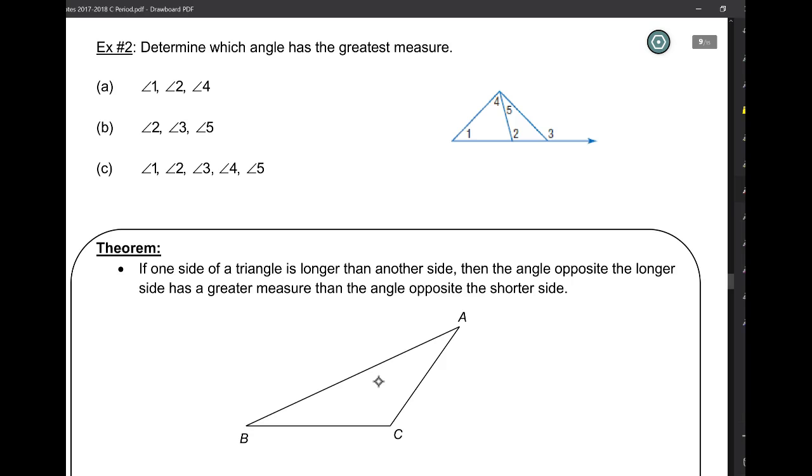Now we are given a series of angles. Determine which angle has the greatest measure. Okay, again, don't call out. See if you can identify in each set of angles. We circle. Yeah, just circle them, that's fine. Which angle has the greatest measure? I think you might find this a little easier.